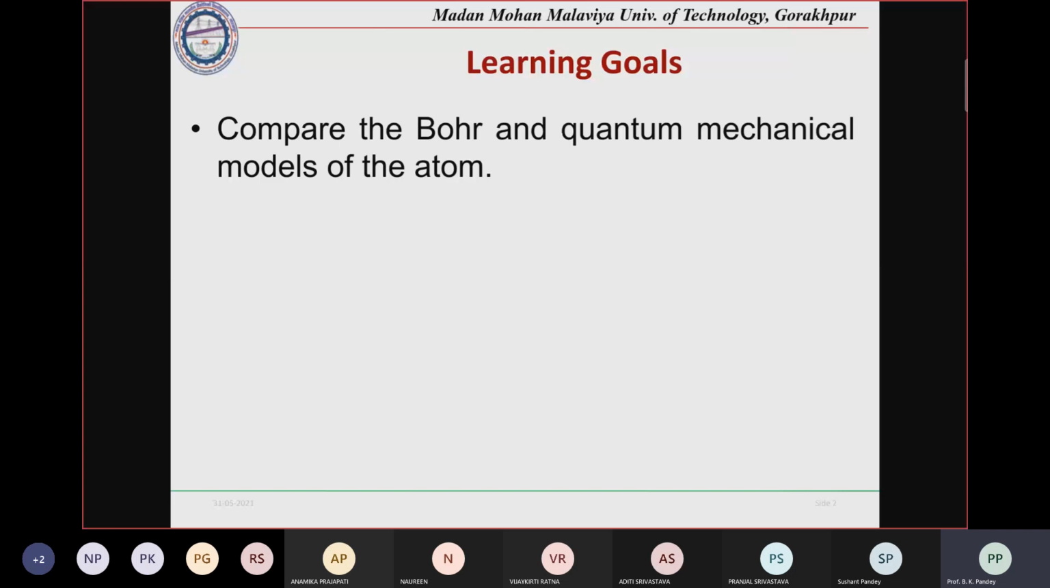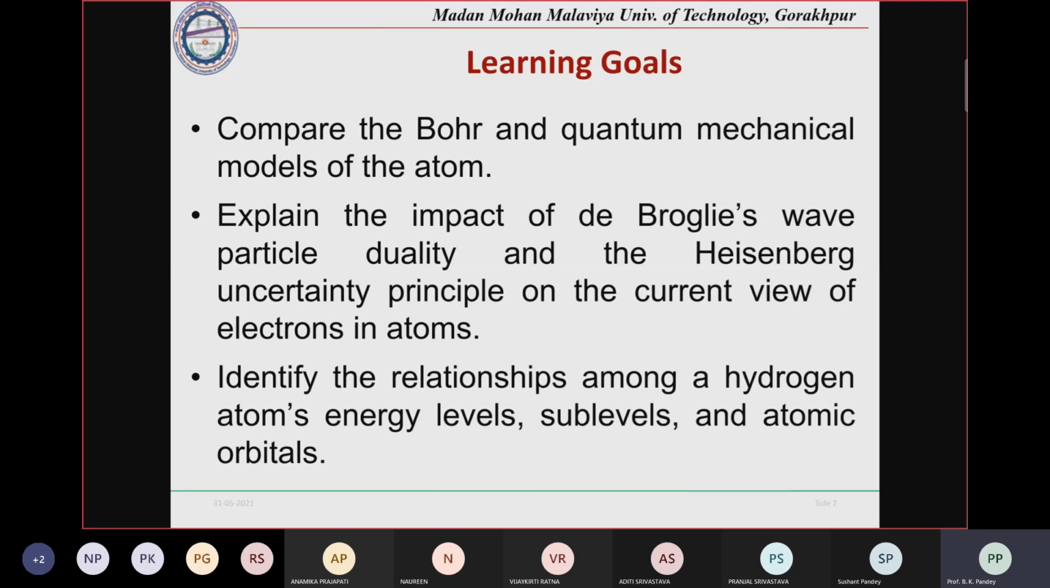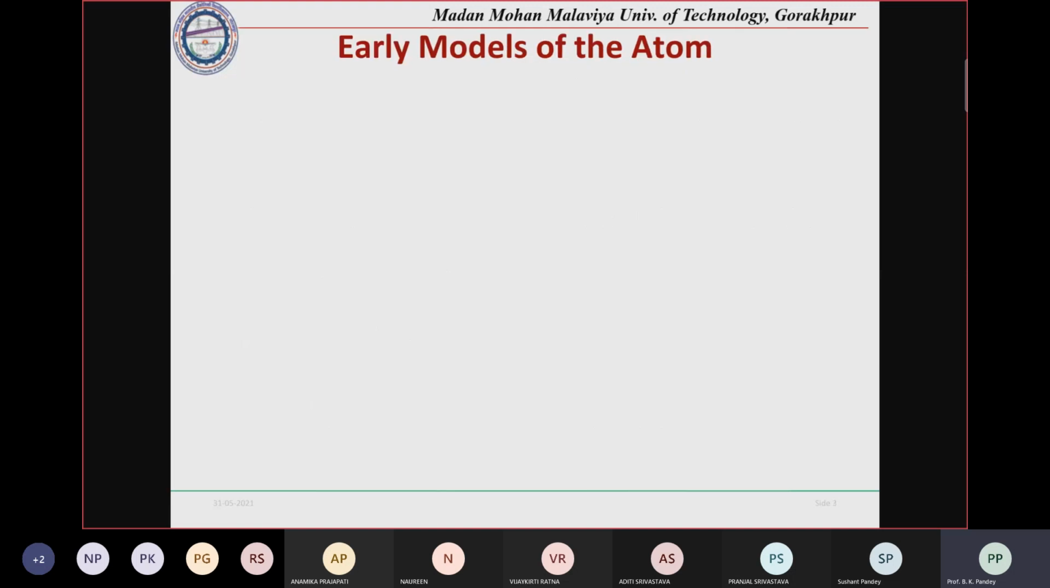So, the goal of today's lecture is to compare the Bohr and quantum mechanical model of the atom and explain the impact of de Broglie wave particle duality and the Heisenberg uncertainty principle on the current view of the electrons in atom. Identify the relationship among the hydrogen atom's energy levels, subshells, and atomic orbitals.